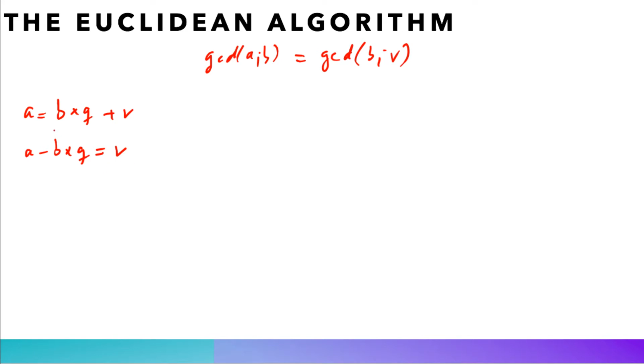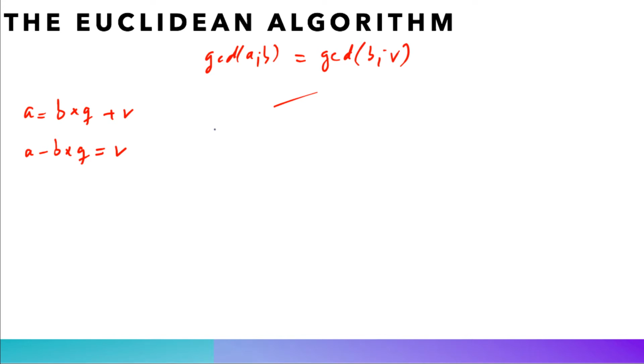Conversely, if d divides b and r, then d must divide a, because a is a combination of b and r. This means that the common divisors of a and b are the same as the common divisors of b and r. Thus, they have the same greatest common divisor. And we will use this repeatedly to compute the GCD of two numbers a and b.